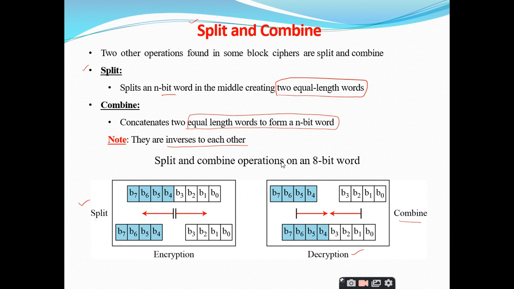The circular left shift has an inverse of circular right shift. Similarly, split has an inverse called combine. They are invertible, but not self-invertible. The only self-invertible components that we have discussed are the XOR operation and the swap operation. Is it clear?